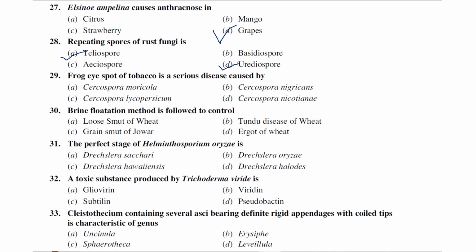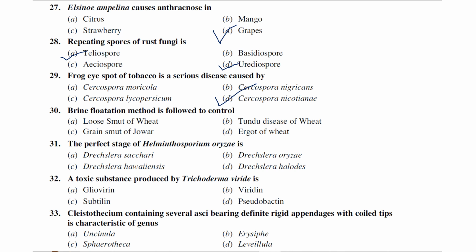Frog eye spot of tobacco is a serious disease which is caused by Cercospora moricola, Cercospora nigricans, Cercospora lycopersici, or Cercospora nicotianae. So the answer is Cercospora nicotianae.